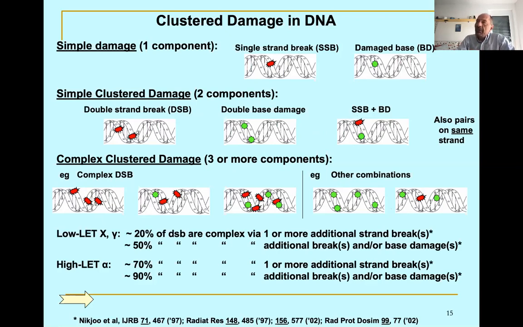What is the fraction of clustered damage? This is interesting. You see, even when you take X-rays or gamma rays, about 20% of double-strand breaks are complex via one or more additional breaks. And 50% are complex via additional breaks or base damage. These numbers become 70% or 90% with high LET alpha particles. So you can imagine that if you go to high LET, we will see later, of course, the complexity of the damage increases. But even with X-rays or gamma rays, the damage is fairly complex.